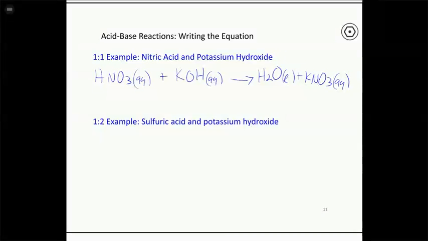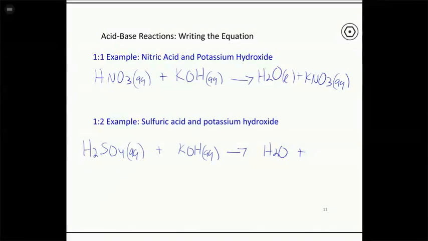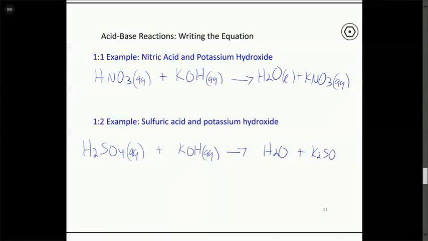So if we have sulfuric acid and potassium hydroxide, sulfuric acid has a formula of H2SO4 because SO4 has a 2- charge, so it needs 2 H+ to pair with it. KOH is still KOH, potassium hydroxide. The products are going to be water, and then the ionic compound that forms: we have K+ from our base pairing with SO4 2- from the acid, so it's going to be K2SO4. We're always writing these to make completely neutral ionic compounds.